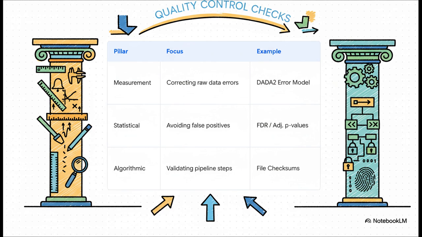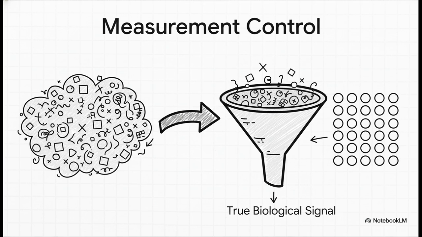Let's break them down. Pillar number 1 is measurement control. This is all about cleaning your data right at the source. We're talking about finding sequencing errors or mistakes from stuff like PCR amplification, where one little error can get copied millions of times. The whole goal here is to strip away all that technical junk so that what you're left with is the real biological signal you actually care about.